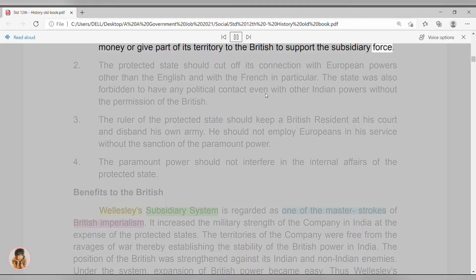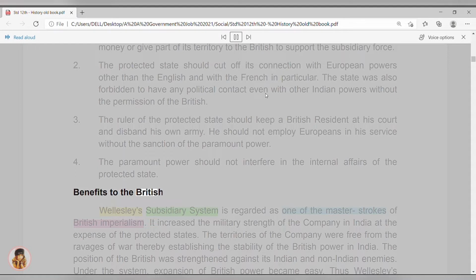2. The protected state should cut off its connection with European powers other than the English and with the French in particular. The state was also forbidden to have any political contact even with other Indian powers without the permission of the British. 3. The ruler of the protected state should keep a British resident at his court and disband his own army. He should not employ Europeans in his service without the sanction of the paramount power. 4. The paramount power should not interfere in the internal affairs of the protected state.